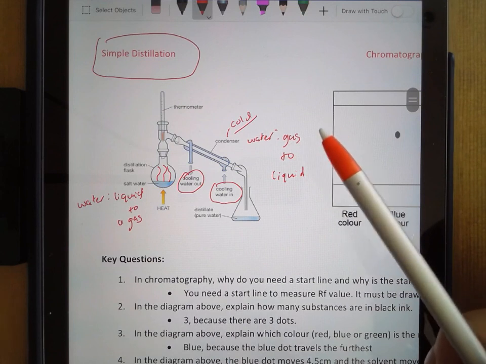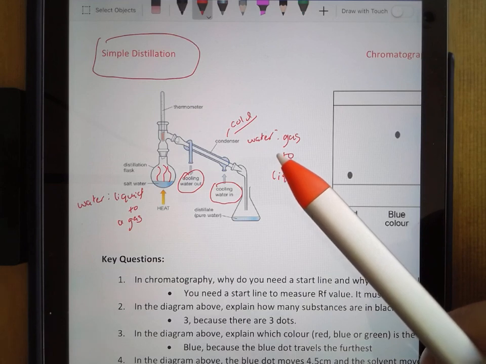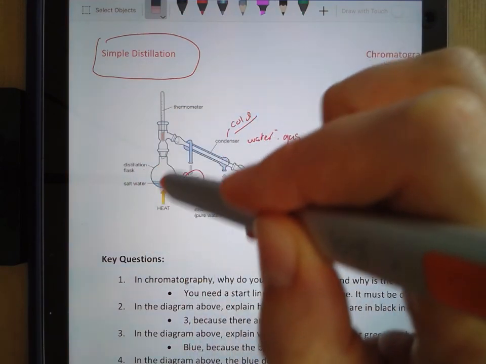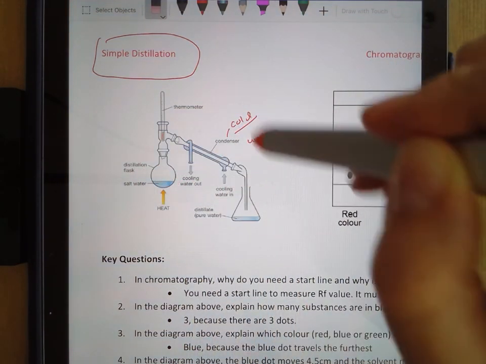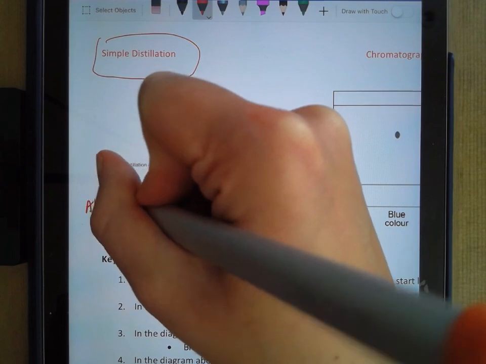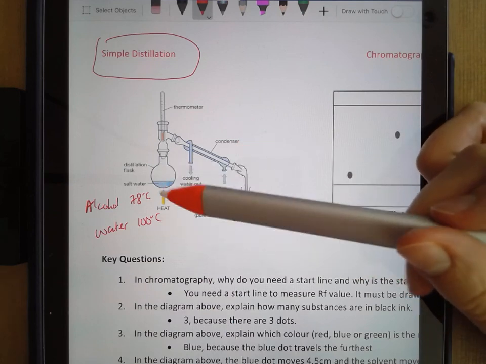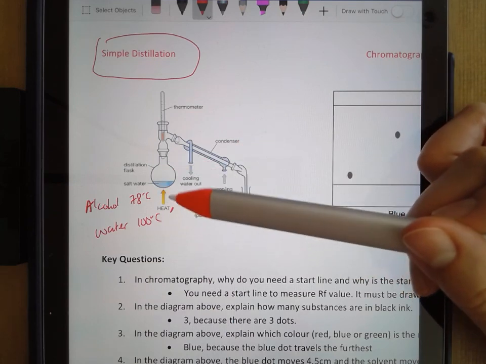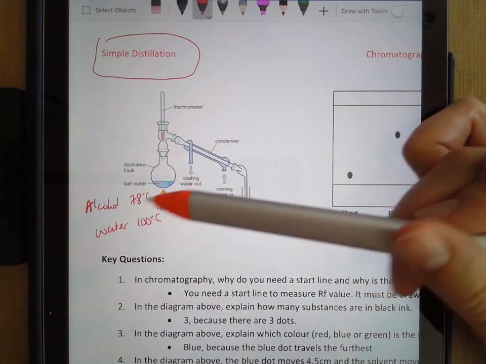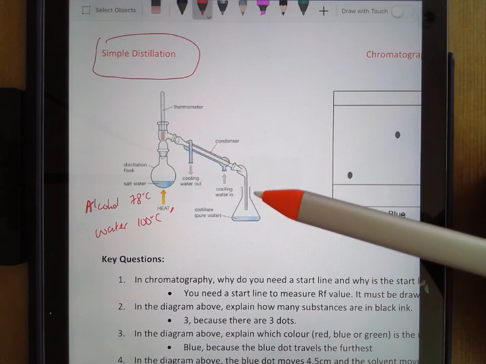You can also use simple distillation for separating a mixture of liquids that have different boiling points. So for example, if you had alcohol and water mixed together and you wanted to separate them, alcohol boils at 78 degrees Celsius, but water boils at 100 degrees Celsius. If you had a mixture of both of them here in your flask and you started to heat, as soon as it hits 78 degrees Celsius, that alcohol is going to turn into a gas, and it's going to rise up into the condenser where it will cool, condense, and be collected.